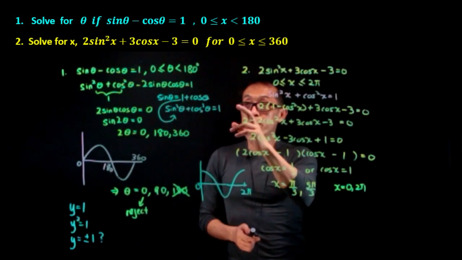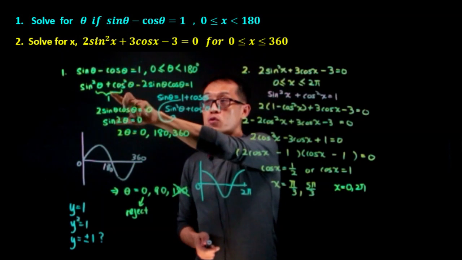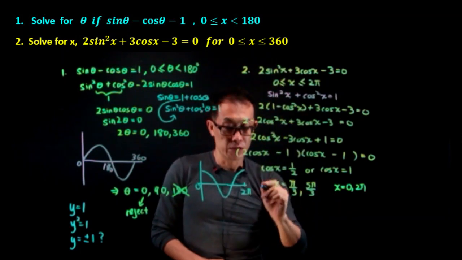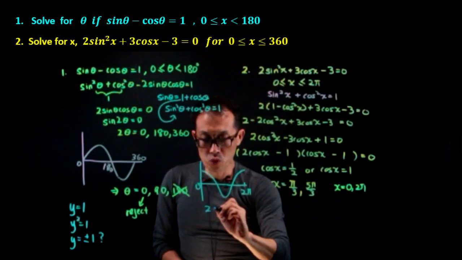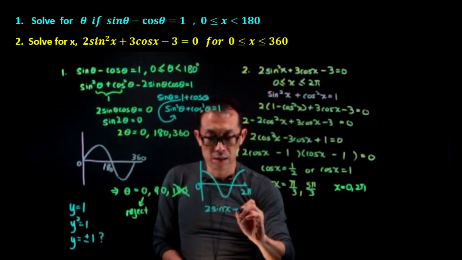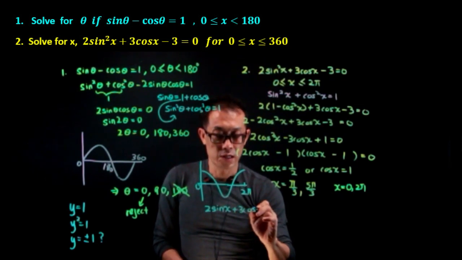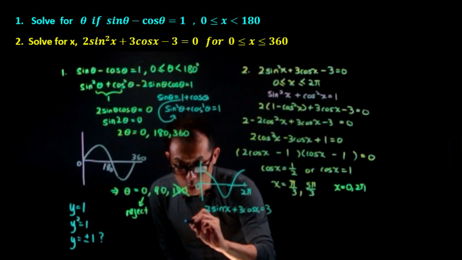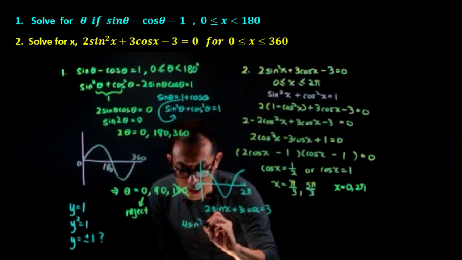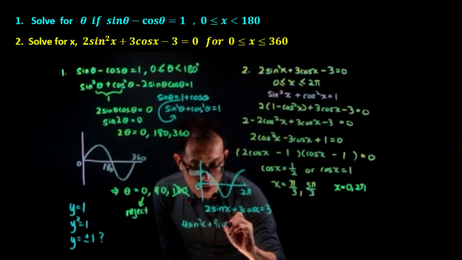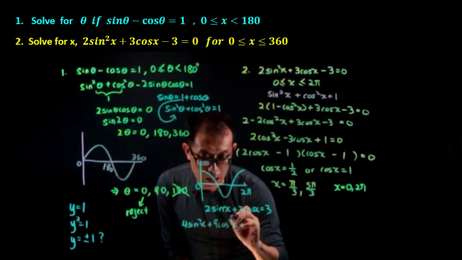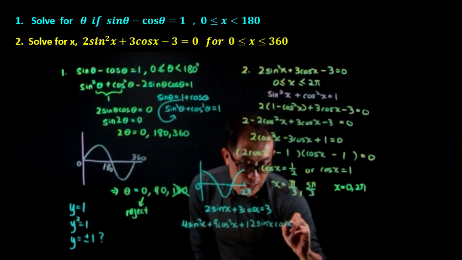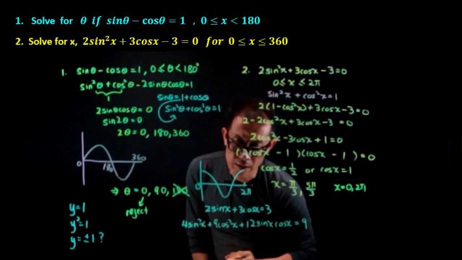Now, if we try to use this method, squaring both sides, on a question like, take for example, I just modified this, 2 sine x plus 3 cos x is equal to 3. If we square both sides, what will we get? You will have 4 sine squared x plus 9 cos squared x plus 12 sine x cos x equals 9.